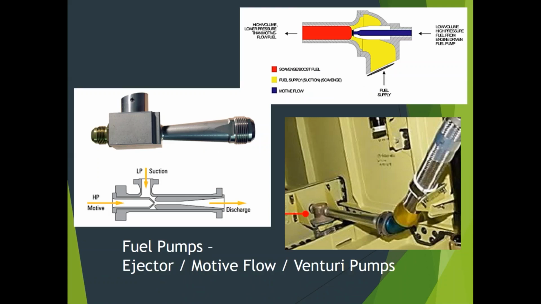From the outside, they look like what's shown here. Inside, high pressure fuel has to come from somewhere. A jet of high pressure fuel is shot through a divergent duct that creates a low pressure, and that low pressure is going to suck fuel in from this port on the side here. Then this outlet here is connected to a fuel line going somewhere. That low volume, high pressure fuel can come from a few different places. In this case, it says engine driven fuel pump.